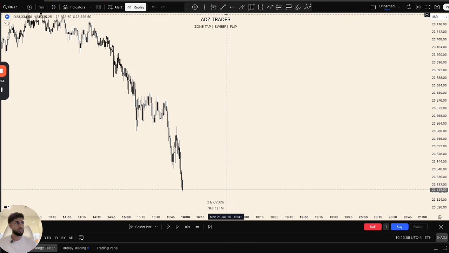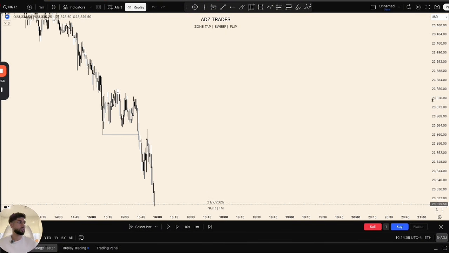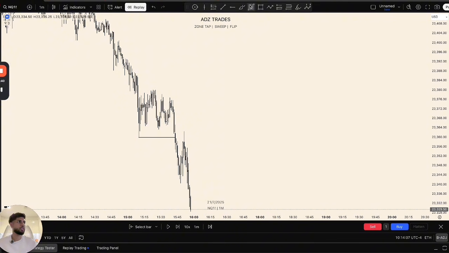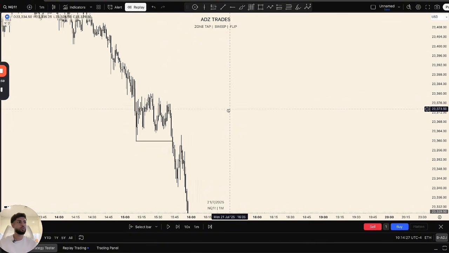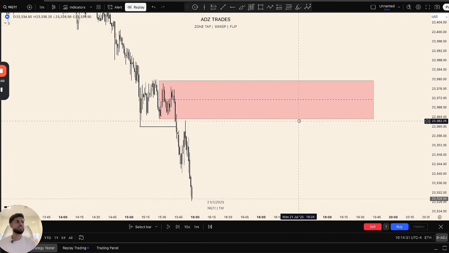Now let's look at this example, because this one is really, really nice. You can see we broke structure. Clear BOS to the downside. Now let's look at what happened in this zone. Can you see we put a down to up before this big dump? So what does this become? This is a lovely example of down to up, or sell to buy, before dumping. This is a really nice area.